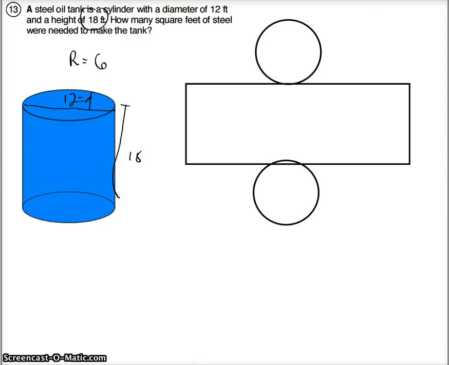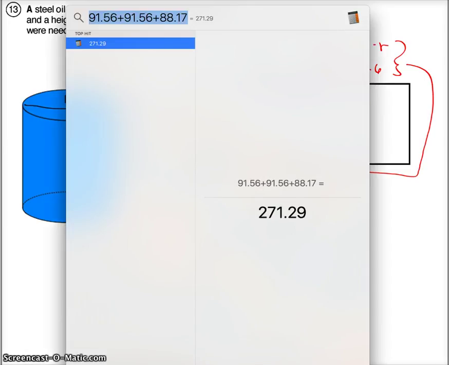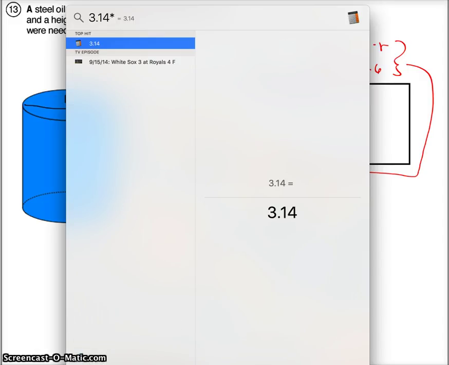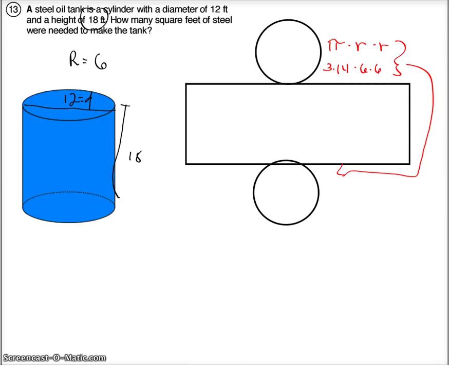So again, let's do our equation for the top one. Pi times r squared, 3.14 times 6 times 6. And whatever I get up there, will be the same thing down there. So 3.14 times 6 times 6 is 113.04. So this one is 113.04 and this one is 113.04.